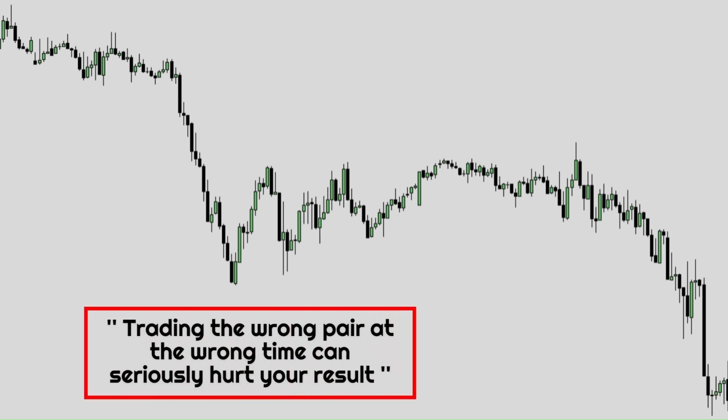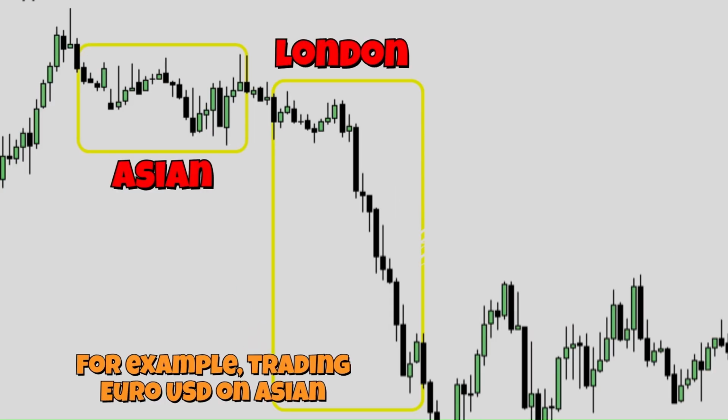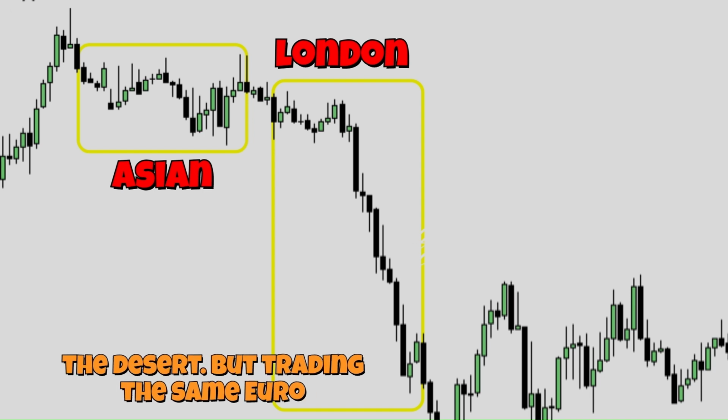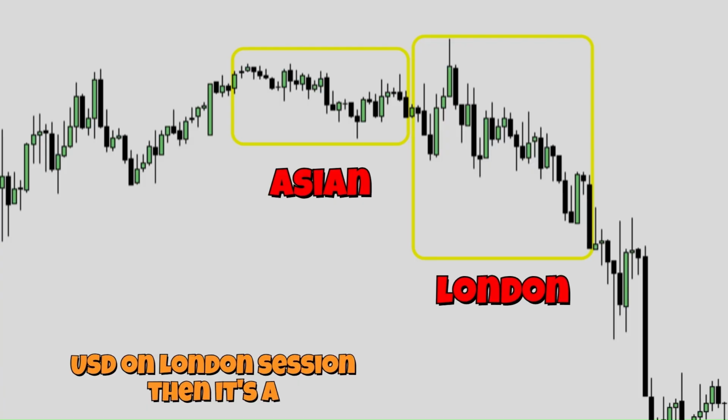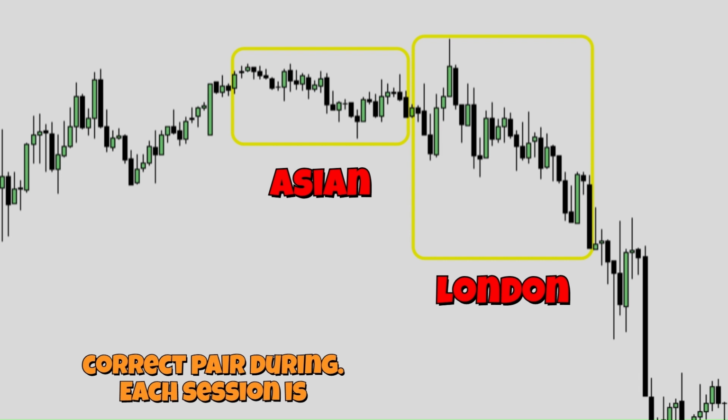Trading the wrong pair at the wrong time can seriously hurt your results. For example, trading Euro USD on Asian session is like searching for water in the desert. But trading the same Euro USD on London session, then it's a whole different game. So, selecting the correct pair during each session is very important.